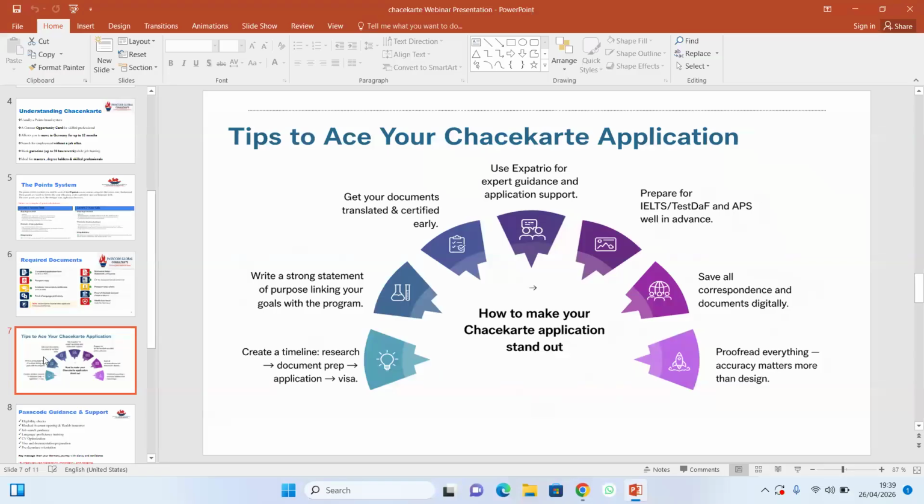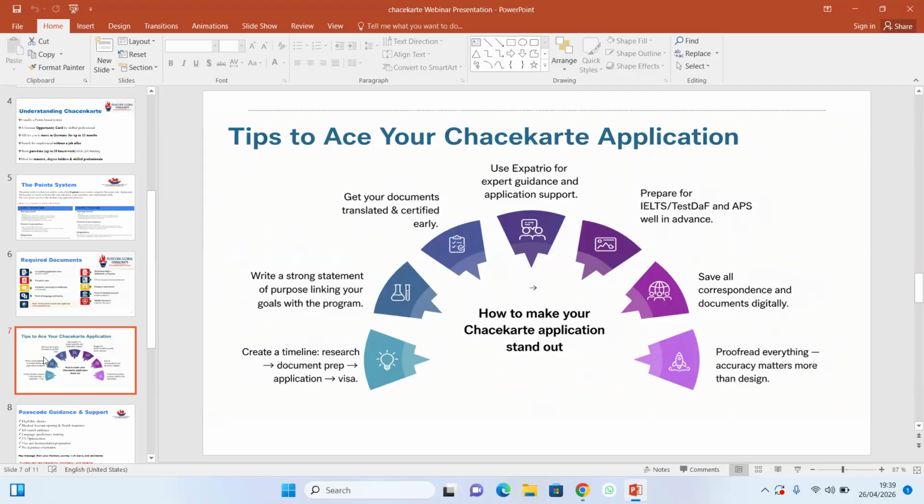Then we save all your correspondence and documents digitally so that in case there's anything, we can always provide a proof. Then proofread everything accurately. Accuracy matters more than design. So these are some of the tips that help you with your Chancen Karte applications.